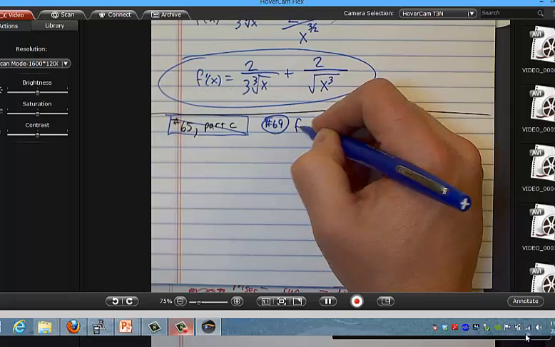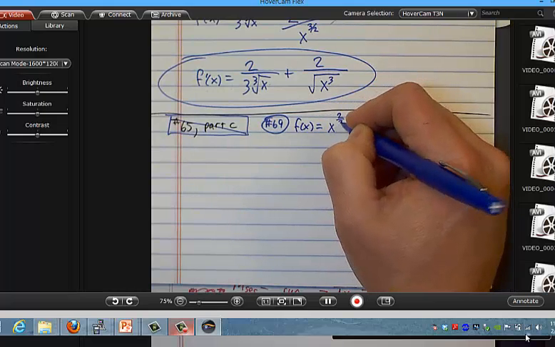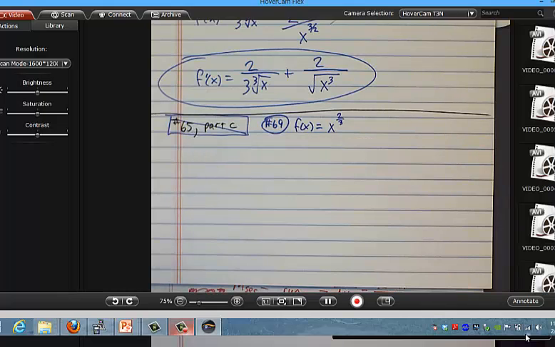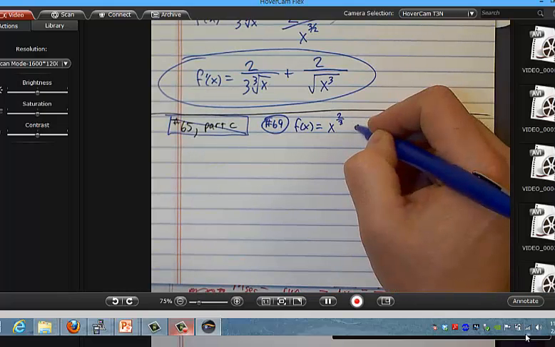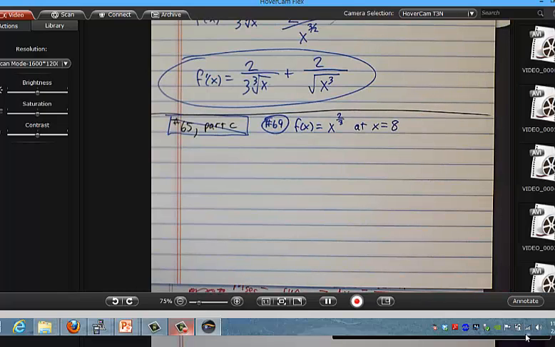F of x equals x to the 2/3. This one's just a little more complicated, so I'd rather start with this. And it says at x equals 8. By the way, do you know what the graph of x to the 2/3 looks like? That's what I thought you'd say. That's why I decided to do this one.